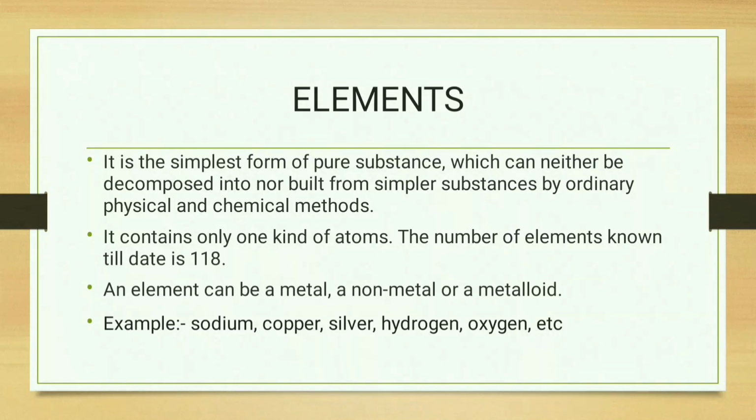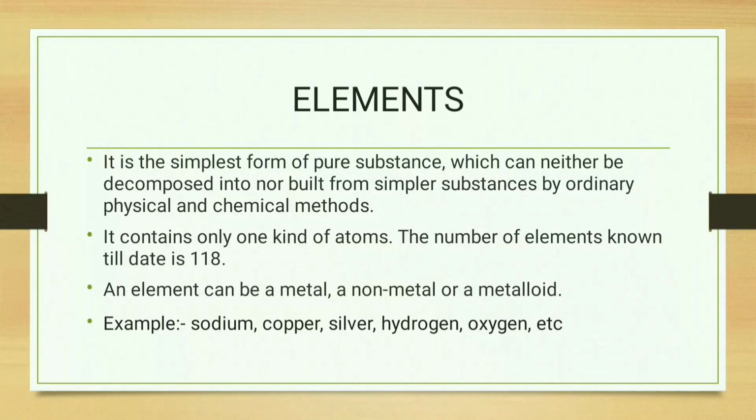It contains only one kind of atom. The number of elements to date is 118. An element can be a metal, non-metal or metalloid. For the elements, we'll study all the 118 in the periodic table. Examples: sodium, copper, silver, hydrogen, oxygen, etc.